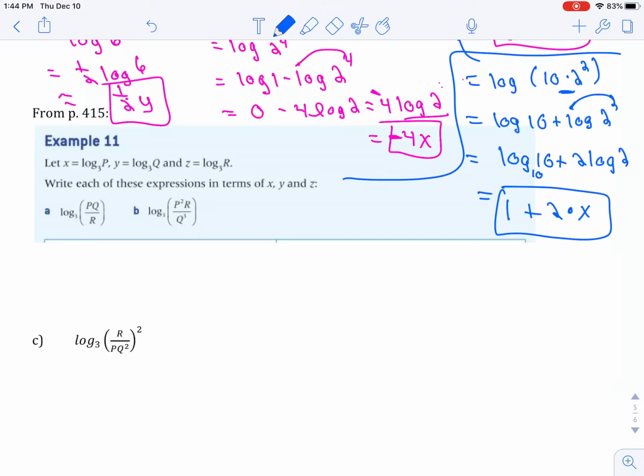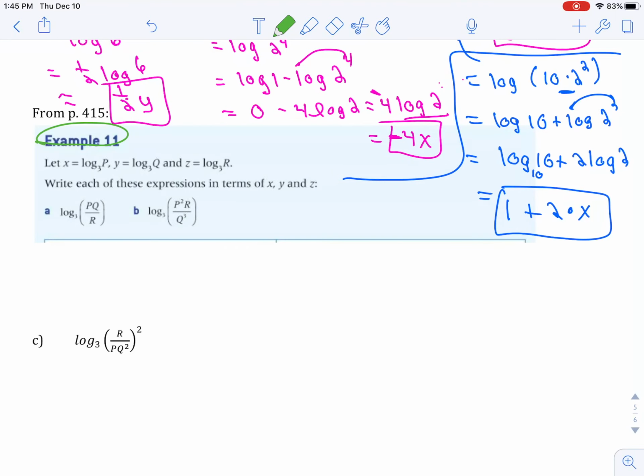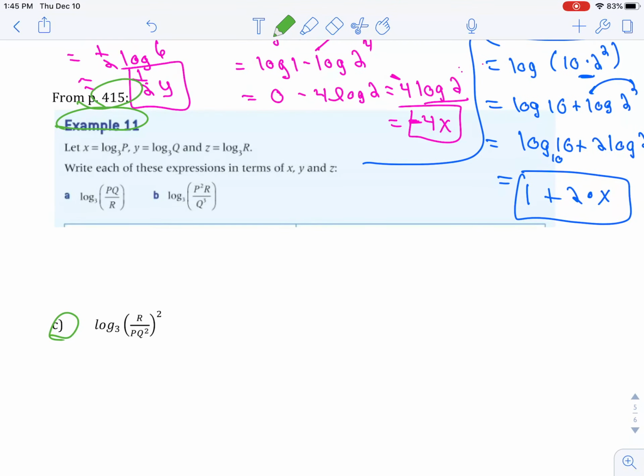This is video 2 of finishing up the notes for A-14, the ones that we started in class. What we're going to be looking at in this video is example 11. There are 2 that are from your book from page 415, and then I've added one extra one. This is similar to the one that we just did, but they get a little more complicated.